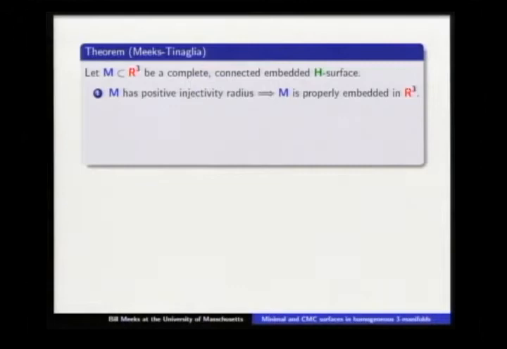Slightly different results. If you have a complete, connected, embedded H surface in R3, positive injectivity radius implies it's properly embedded. Okay, so that's one result. We have that finite topology always gives positive injectivity radius. You have to prove that. It's easy for minimal, not so easy when it's not minimal. But anyway, if it has finite topology, then it always has positive injectivity radius, and then it's always properly embedded. So a plane has that kind of property. A plane would then be properly embedded, and we could apply my old result.